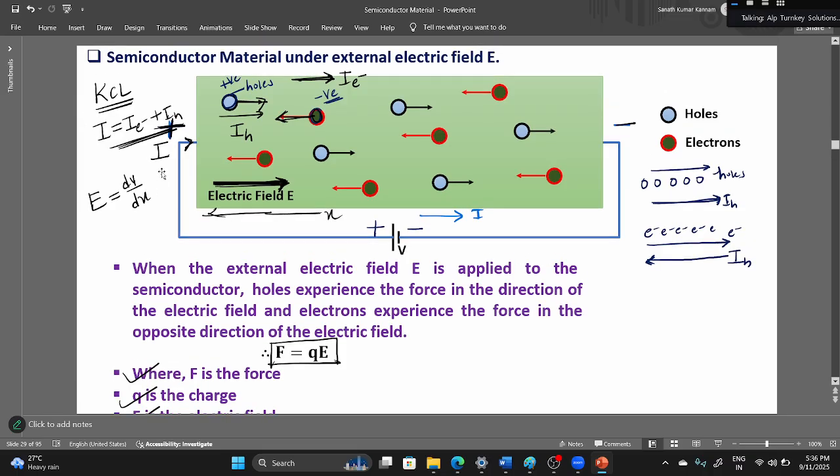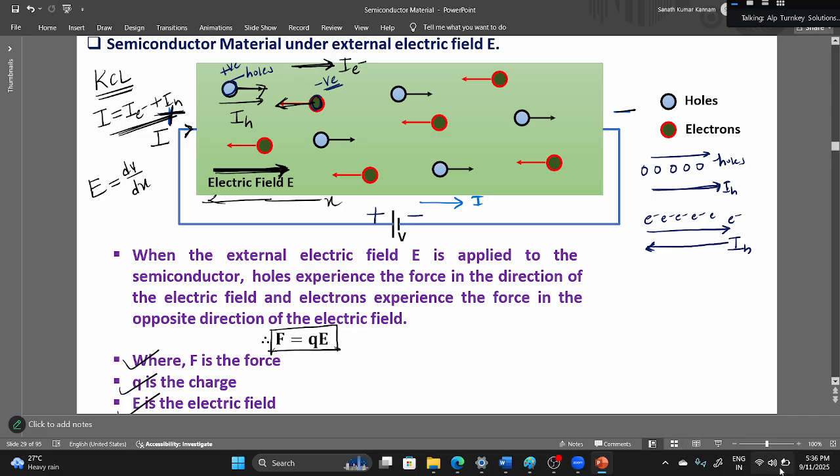So this is a semiconductor material under an external electric field. Is it fine? Give response. Yes. Shall I move forward? Okay. Next you see.